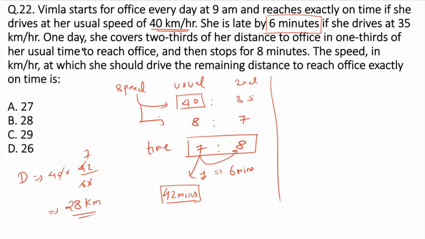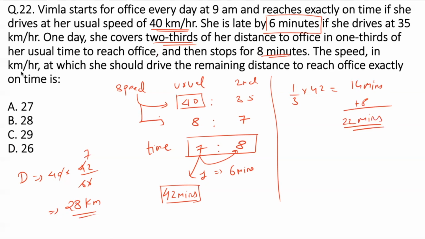Now, on this day, she covers two-thirds of the distance to office in one-third of her usual time to reach the office. One-third of her usual time is one-third of 42, that is 14 minutes. So she has traveled for 14 minutes and then stops for 8 minutes. Total time she has elapsed is 22 minutes.